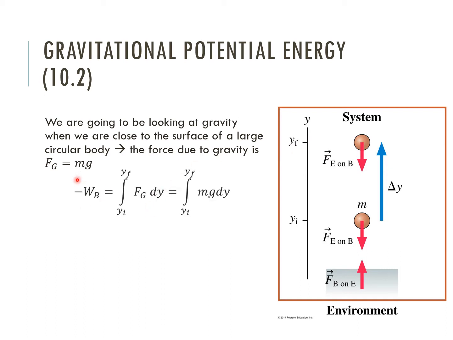So if we wanted to look at the work being done on the ball, we would take the integral of the force due to gravity. So if we go through and look at our force, it's just equal to mg. There's no y value given. So when we take the integral, we're going to have mgy to the first power. And then we would need to plug in yi and yf, and we need to solve for the value for the work being done on the ball.